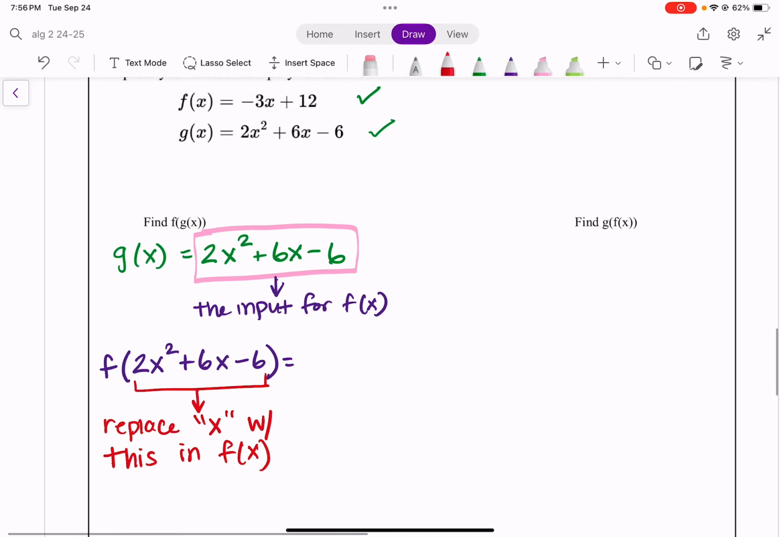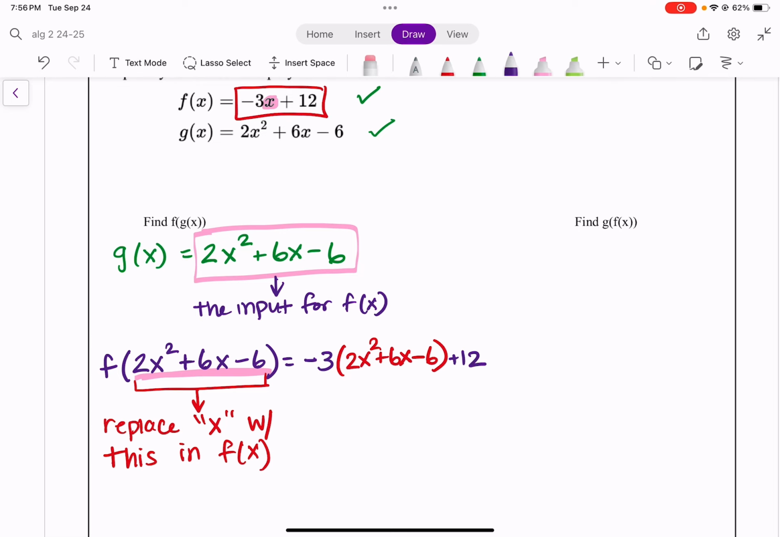Okay, so f of x is given right here. So I'm going to replace this x with this whole thing. So I'm going to have negative 3, and then again, I'm replacing the x with 2x squared plus 6x minus 6. And then I still have that plus 12 at the end.